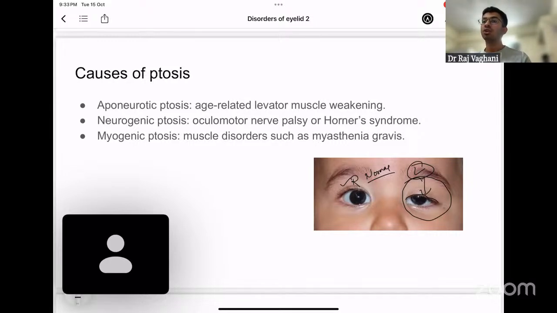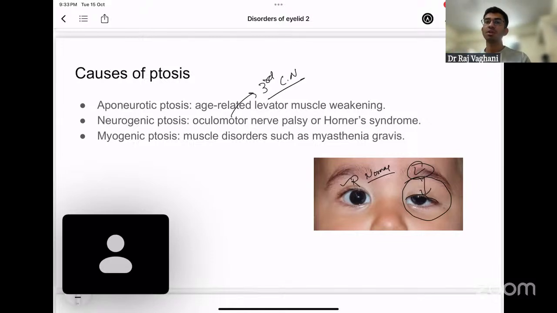Neurogenic ptosis means oculomotor nerve palsy. Oculomotor is the third cranial nerve, and it can lead to oculomotor nerve palsy or Horner syndrome. Horner syndrome we are going to discuss in the last topic of today's session, so I will tell you there that Horner syndrome can lead to ptosis. It is also neurogenic. Neurogenic means nerve palsy: neuro means nerve, genic means palsy.